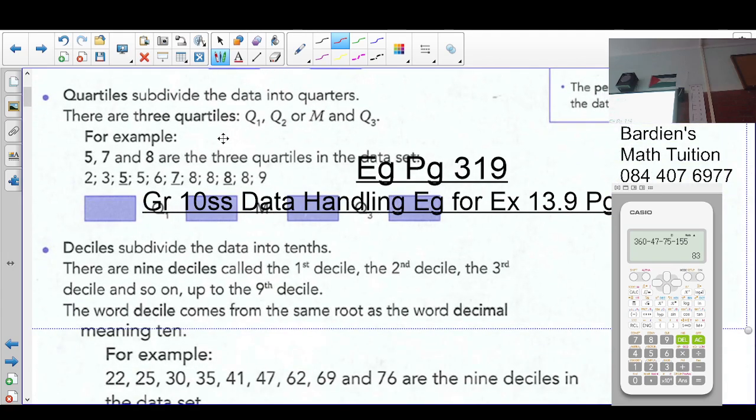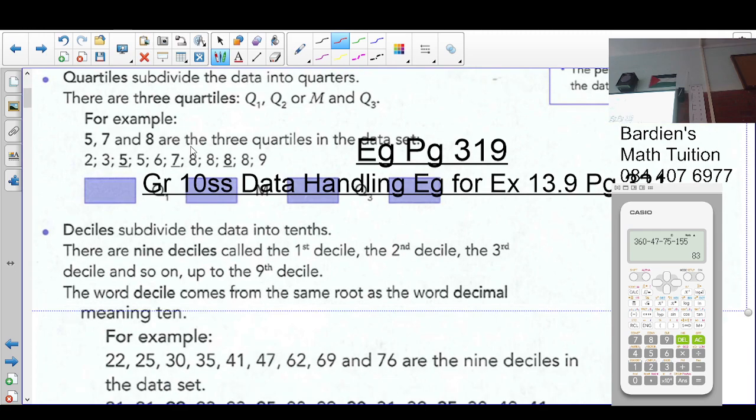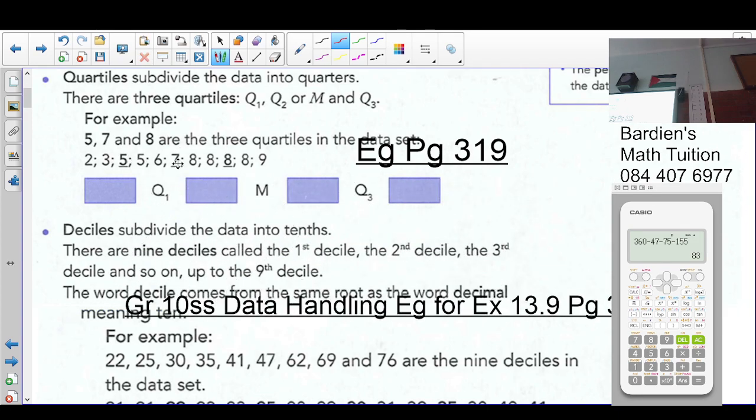Here we are told the quartiles subdivide the data into quarters. There are three quartiles: quartile 1, quartile 2, or your median, and quartile 3. For example, again, we know from this data set, this gets crossed out, and there's 1, 2, 3, 4, 5 on the side, so that's your quartile 1 and your quartile 3. Okay, but that's your markings, dividing the data into 4.